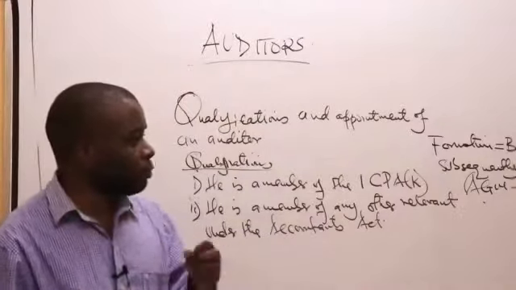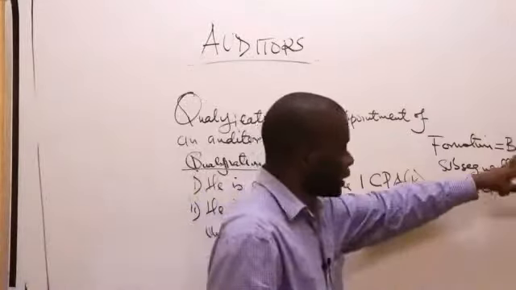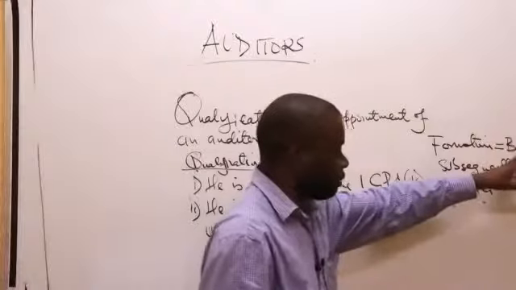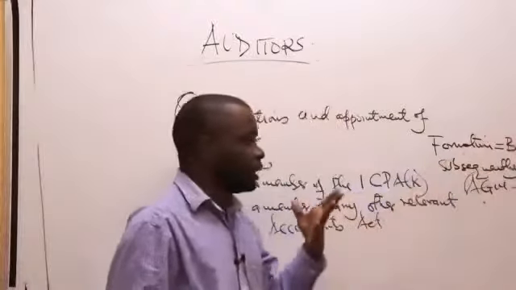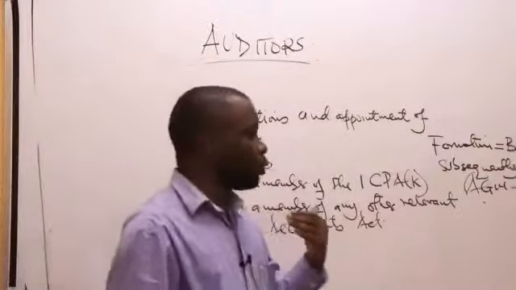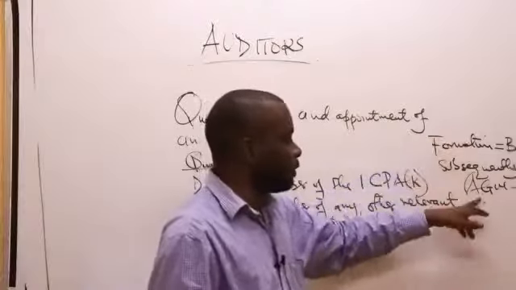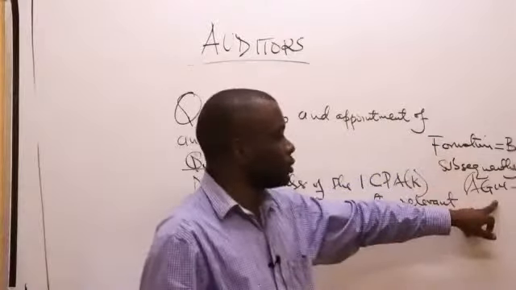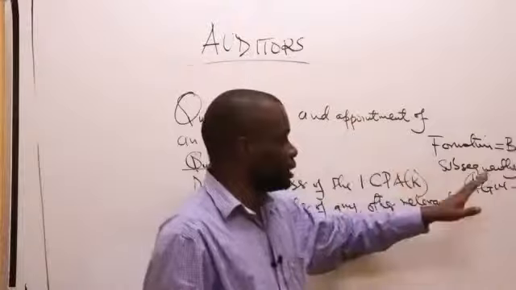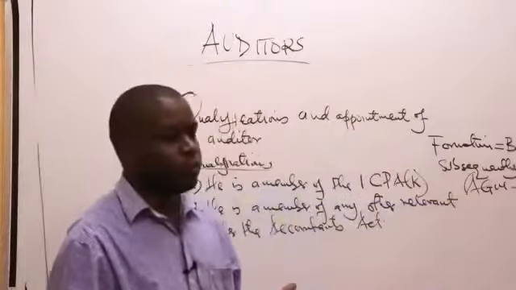But initially, on formation of the company, the board of directors, or maybe the promoter of the company, once they have the first board of directors meeting, will approve or appoint a person who will serve as the auditor of the company until the first AGM. So that subsequently, at each and every annual general meeting, the members will appoint the auditor of the company.